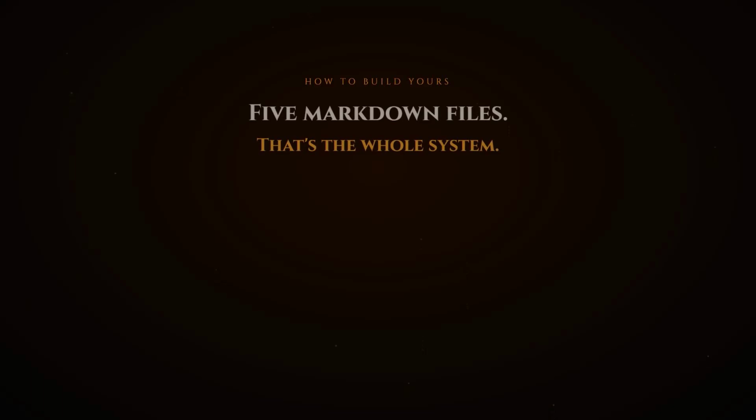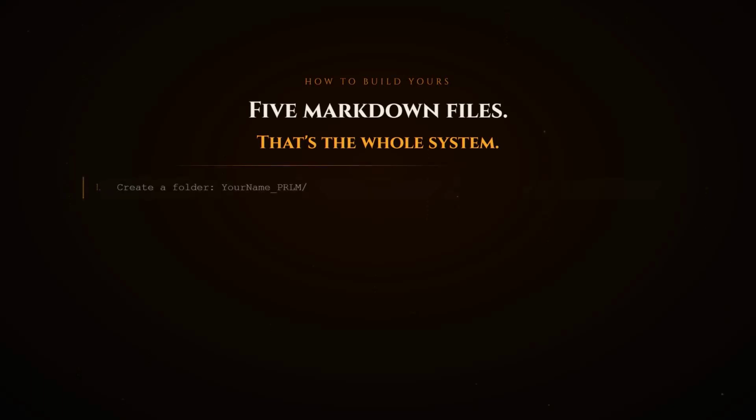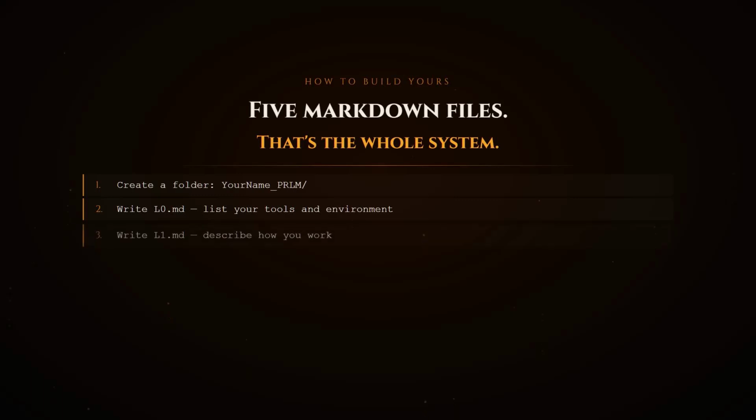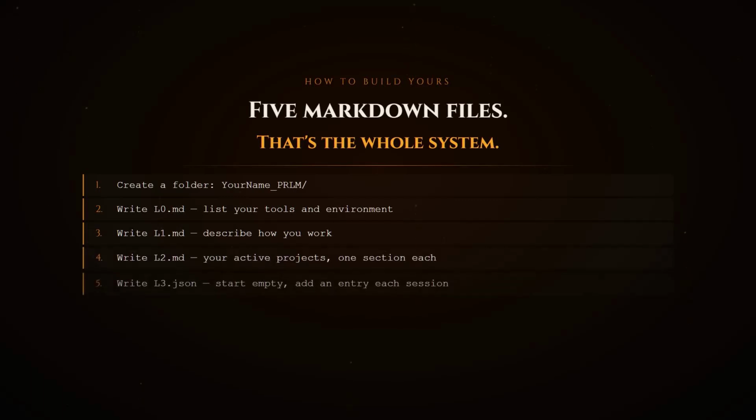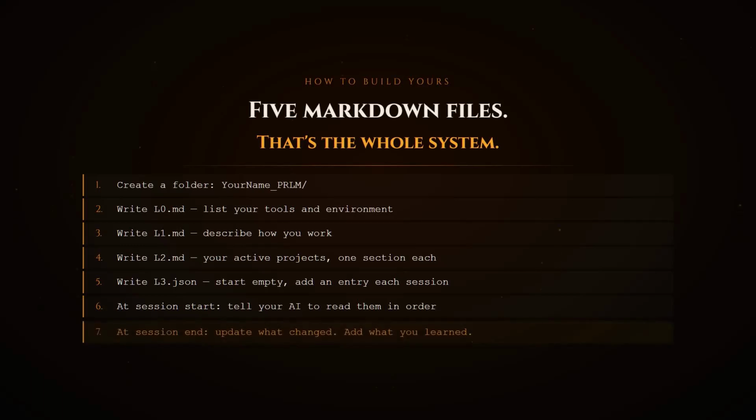There are 5 markdown files, and that's the whole system. You create a folder with your name and PRLM if you like. An MD file is written for each of the levels, listing your tools and environment, the description as to how you work, your active projects with 1 section each. There's a JSON file which is updated all the time. It starts empty, but each entry adds to it. So you can end up with hundreds, even thousands of entries, but these only take a few moments to scan through because they're only a maximum of 50 lines deep. So they can be read very, very quickly.